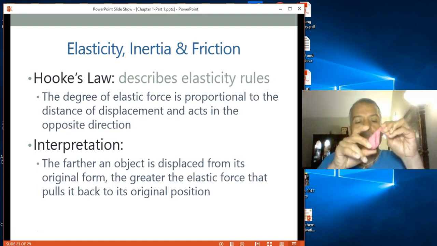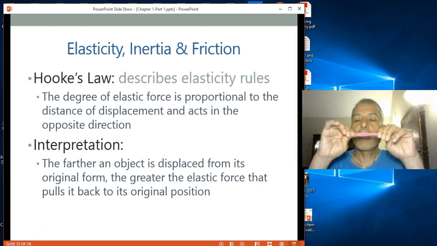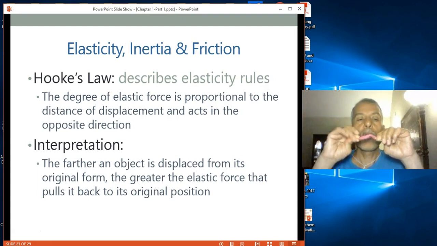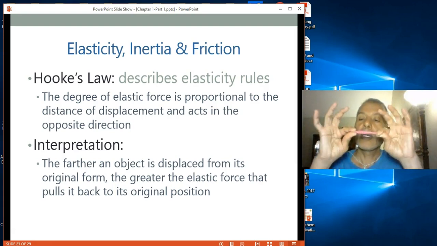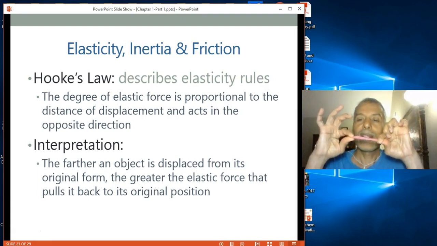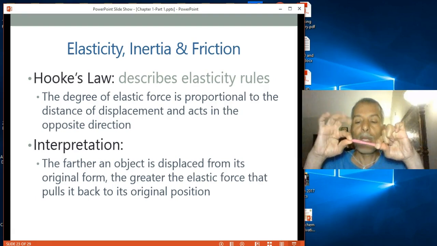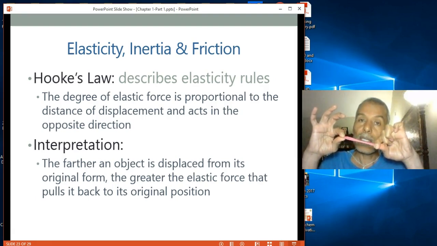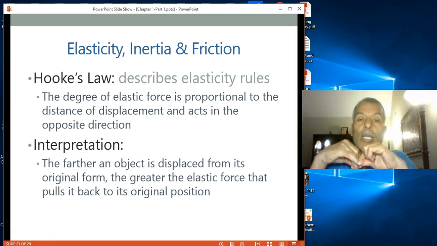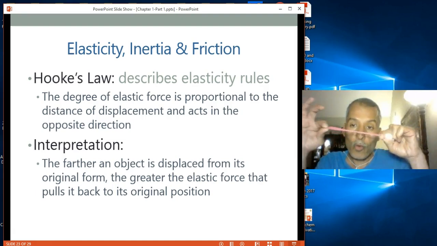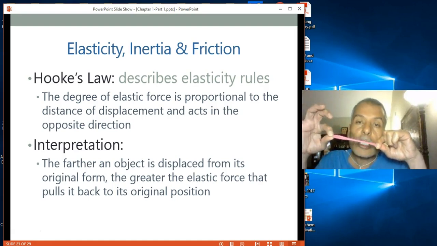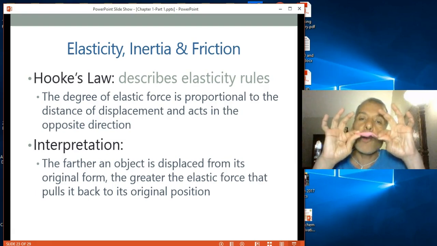I have a balloon, and I'm going to displace the balloon. I'll pull it away with this end moving, this end is still. So the degree of elastic force is proportional to the distance of displacement. As I pull the balloon a little bit, there is resistance, but it's not great resistance. The farther I pull, the greater the resistance. So let's read again. The degree of elastic force is proportional to the distance of displacement. That means the farther I pull the object away from rest, the greater the elastic force that will try to bring it back to its rest.